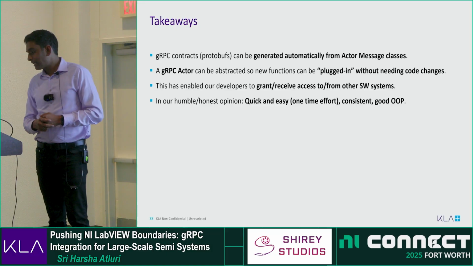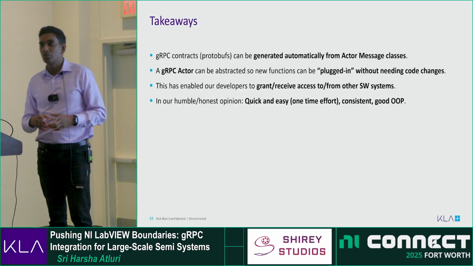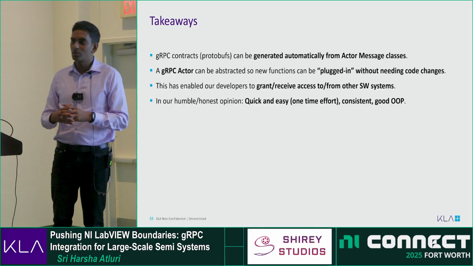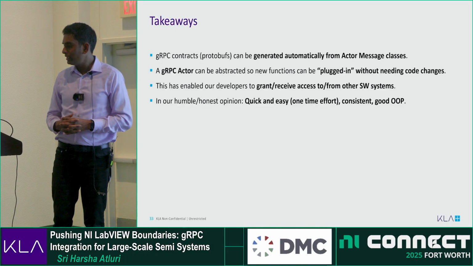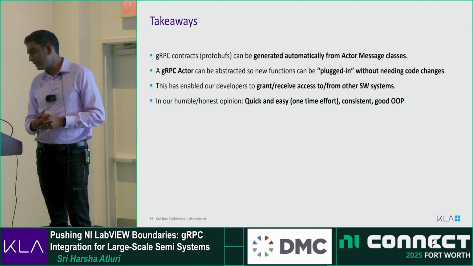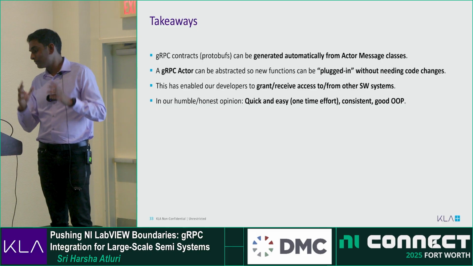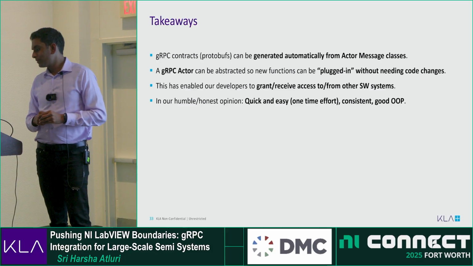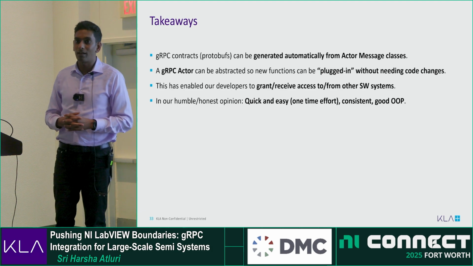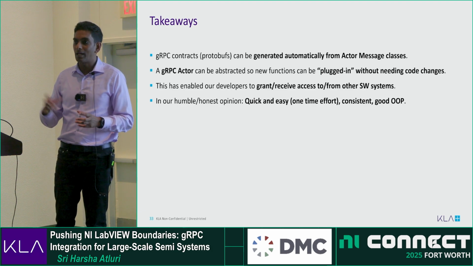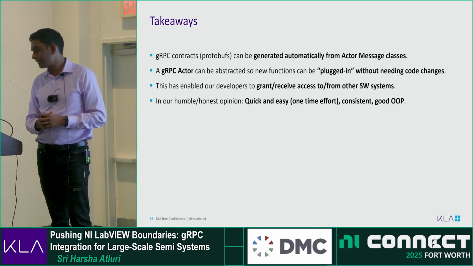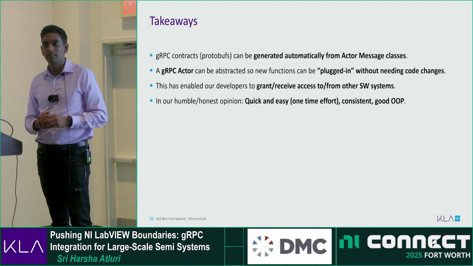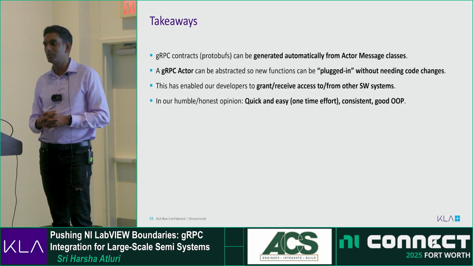And more importantly, this has enabled our developers to share our APIs across other software subsystems and natively integrate with other subsystems that already use gRPC. And in our opinion, it was quick and easy. Quick is a relative term, depending on your span of lifetime of projects, but the good news is it's a one-time effort. You don't have to do it again and again, especially if you have an automated build. It's consistent, and it's good object-oriented design that seamlessly integrated and accomplished what we wanted with our stakeholders.